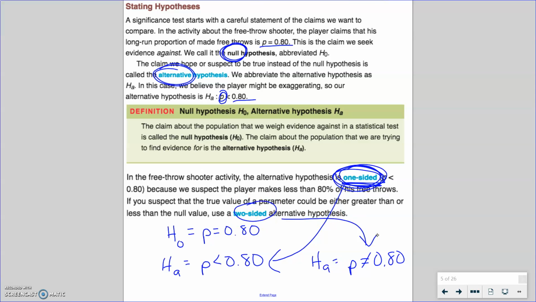And we'll get into that more as the unit goes on, but it is possible to have the alternative be, no, I think it's anything other than 80%, versus in this case, we're saying, no, I think you're exaggerating, I think it's less. So that's why it's one-sided.